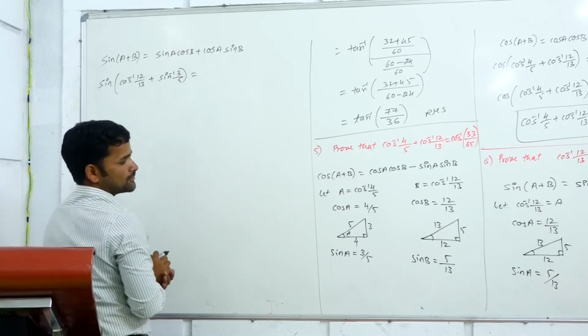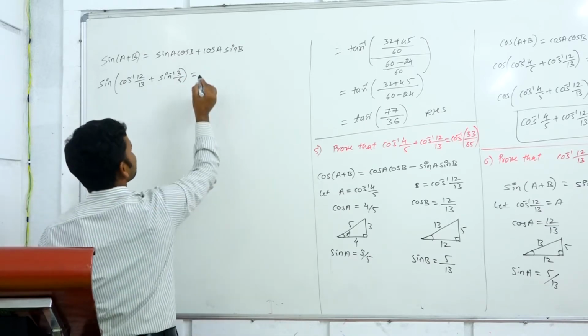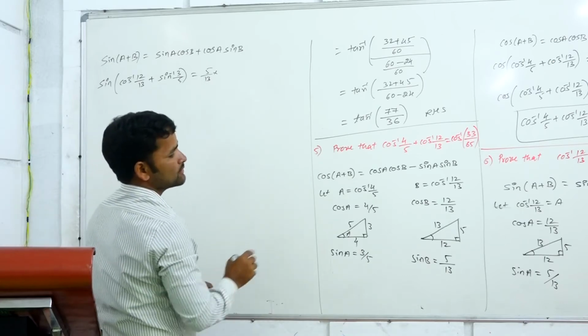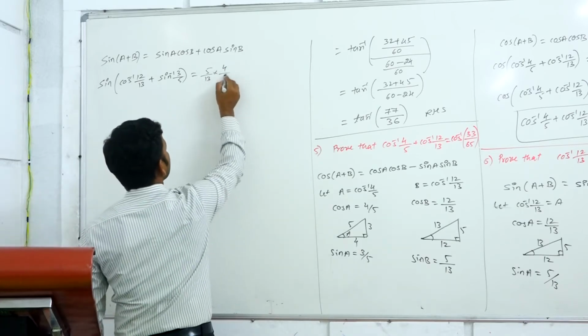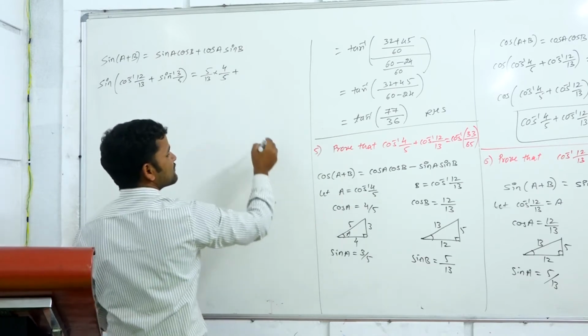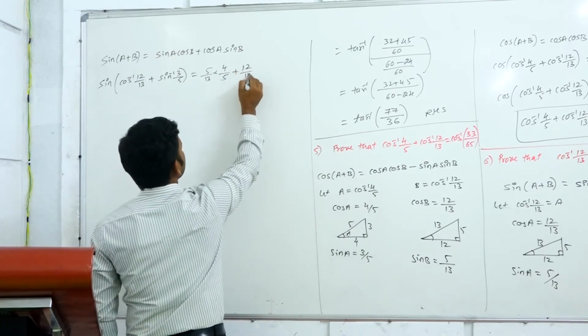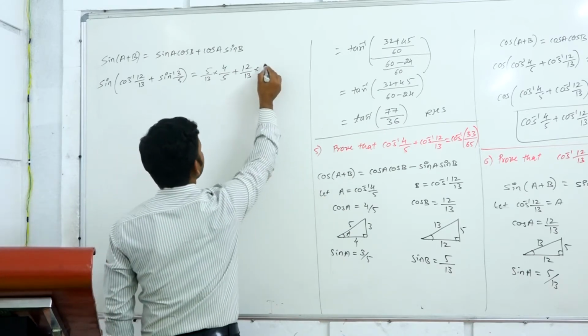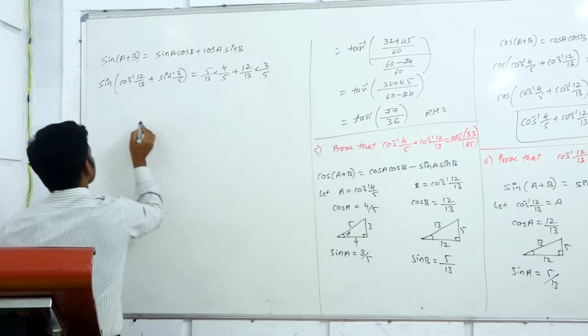which is equal to, what is the sine A value? Sine A value is 5 by 13 into, what is the cos B value? Cos B value is 4 by 5 plus, what is the cos A value? Cos A value is 12 by 13 into the sine B value. Sine B value is 3 by 5. Now we need to simplify. That's all.